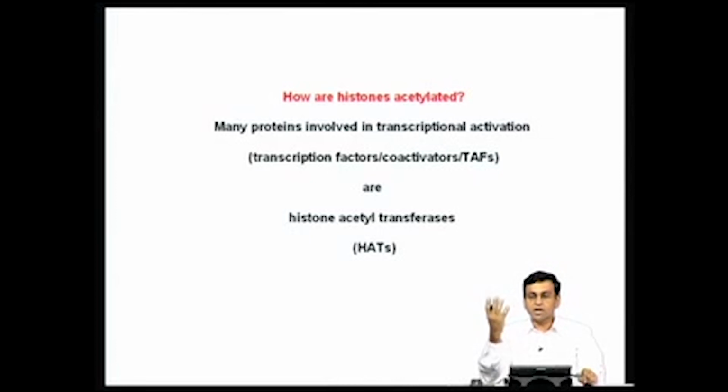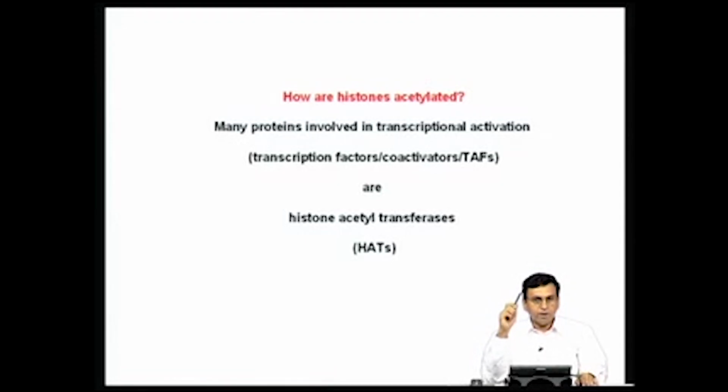So now the question comes: you found that histones exist as acetylated proteins, and acetylated histones are present at the euchromatin regions in the nuclei. But then the question comes, what are the proteins or enzymes which add this acetyl group to histones? So you need to identify the mechanism by which histones are getting acetylated.